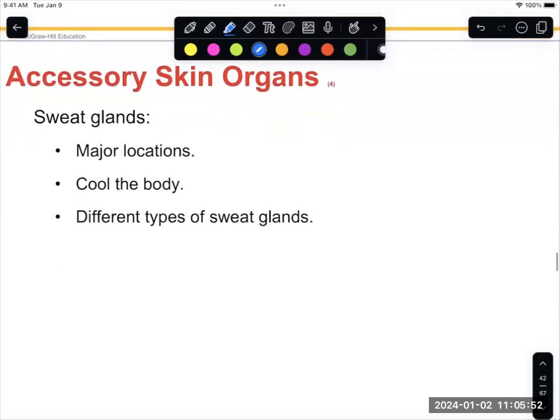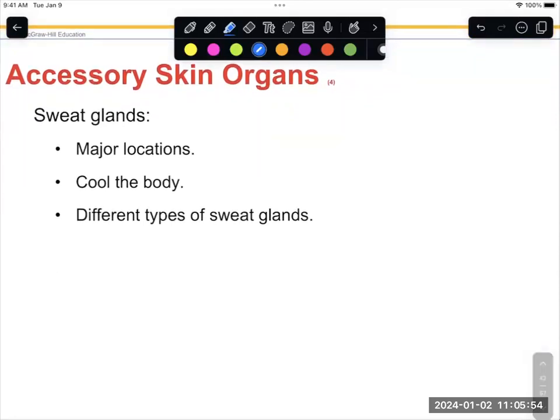Sweat glands. We have anywhere between 3 million and 4 million sweat glands all over the body. We have higher concentrations in the palms of our hands, the soles of our feet, and our forehead. Their function is to produce a watery perspiration or sweat that helps to cool the body. We have different types of sweat glands. Some produce sweat, and some produce more of a milky-like substance that will produce a smell.